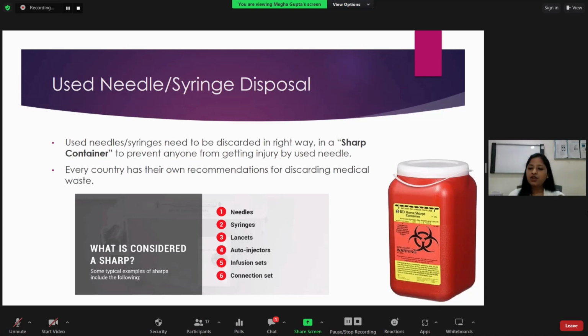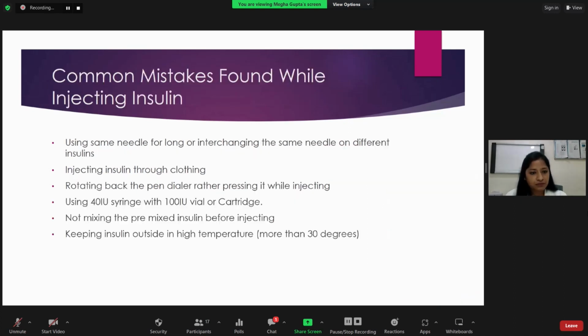Or if you don't want to buy a jar from the market, you can use any metal box or any puncture-free jar at your home. You can just put all the sharps in it, and close it tightly so that any waste picker will not get hurt. Every country has their own recommendation for discarding medical waste, so you can just check through it.